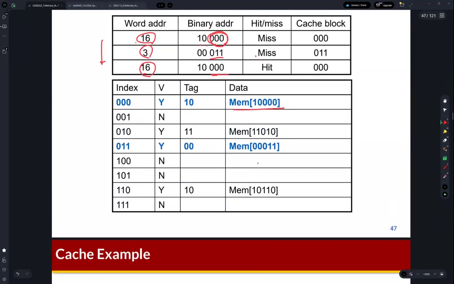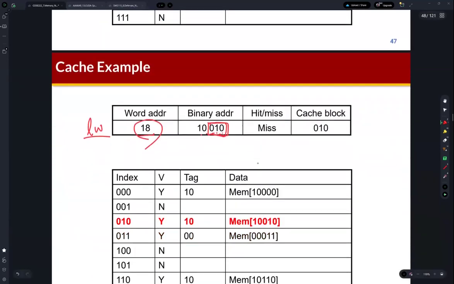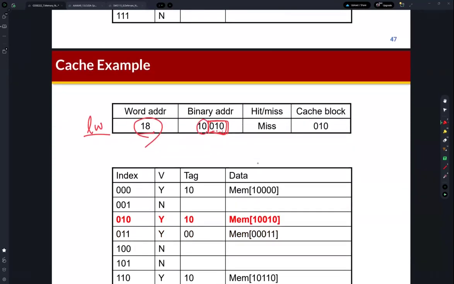Then it will check this cache block, right? So the valid bit is 1, which means this cache block includes valid data. Then we can compare the tag, right? So 10.